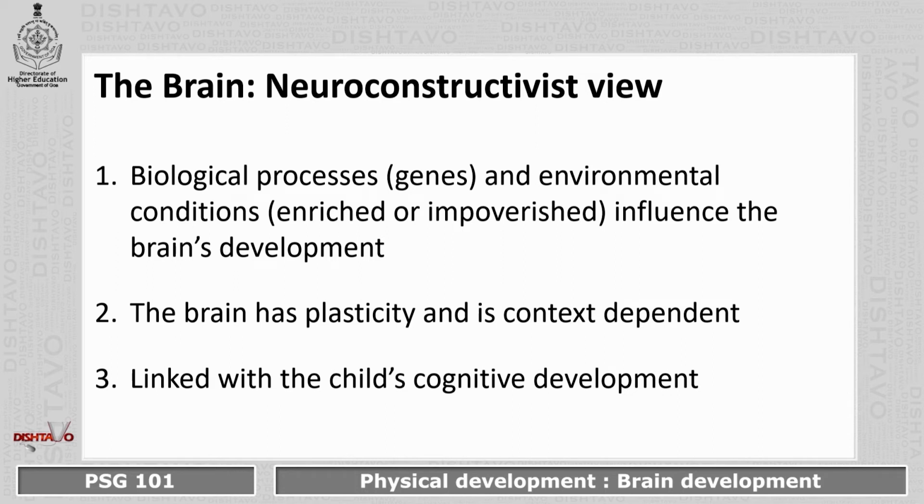In the increasingly popular neuroconstructivistic view, biological processes, that is the genes, for example, and environmental conditions, that is enriched or impoverished, for example, influence brain development. The brain has plasticity and is context dependent. And finally, development of the brain is closely linked to the child's cognitive development.